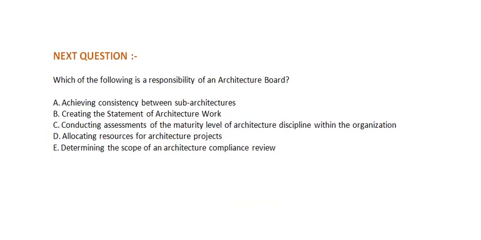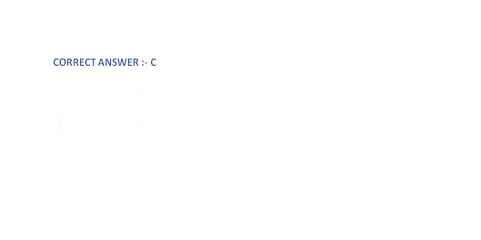Which of the following is a responsibility of an architecture board? Option A, achieving consistency between sub-architectures. Option B, creating the statement of architecture work. Option C, conducting assessments of the maturity level of architecture discipline within the organization. Option D, allocating resources for architecture projects. And option E, determining the scope of an architecture compliance review. The correct answer is option C.